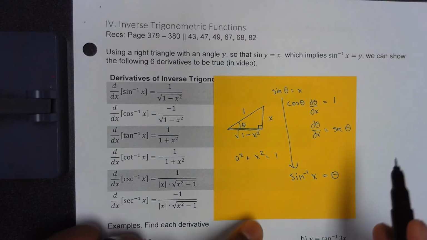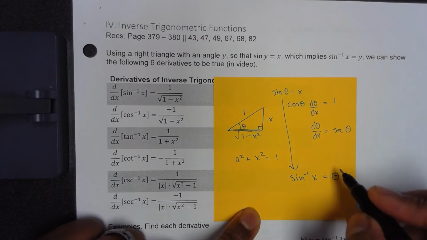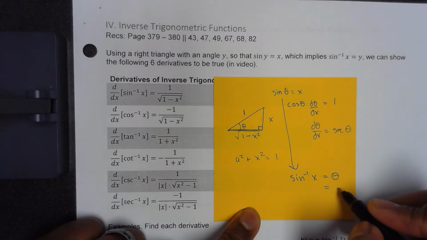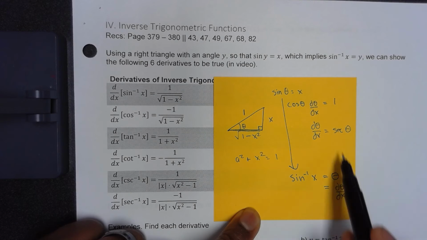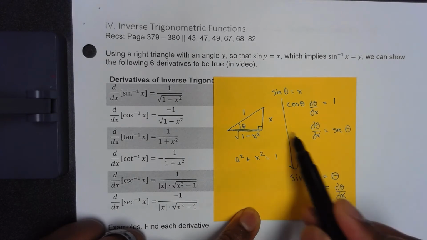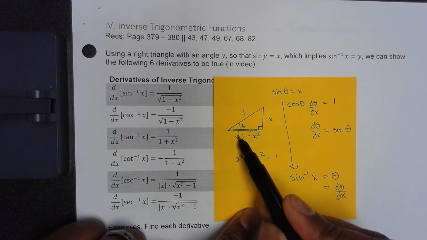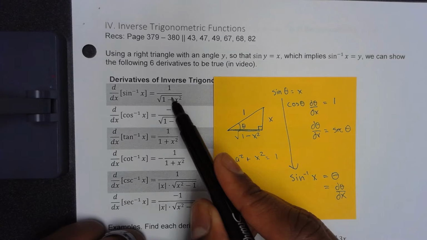If we did the derivative of this, on the right side we would get d theta over dx. It seems like we just figured out what d theta over dx is. It's secant theta. That's 1 over the square root of 1 minus x squared, which is what we have right here.